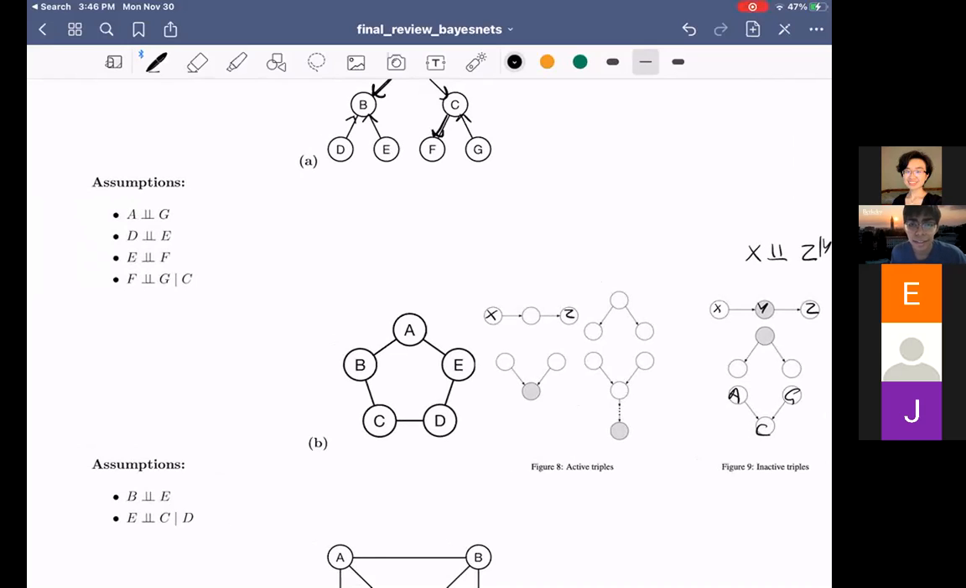Aditi, that's right. For a common effect with nothing shaded, we're saying that the variable on the first thing that's causing the effect is independent of the second thing that's causing the effect. So we're only making a statement about this variable and this variable.